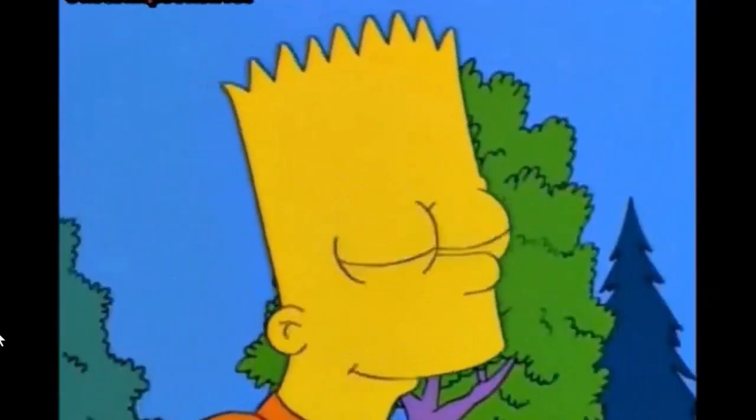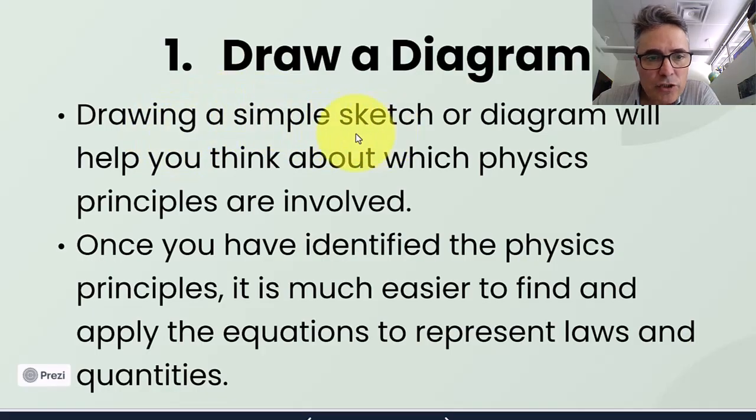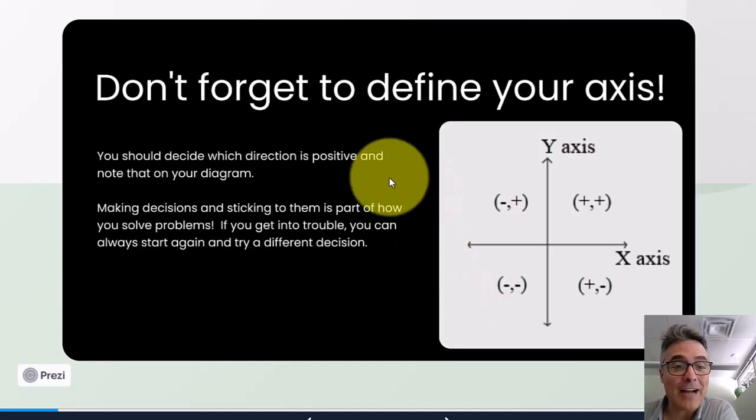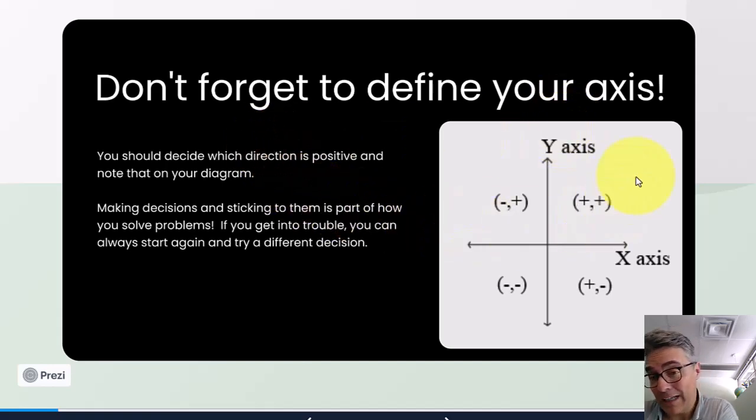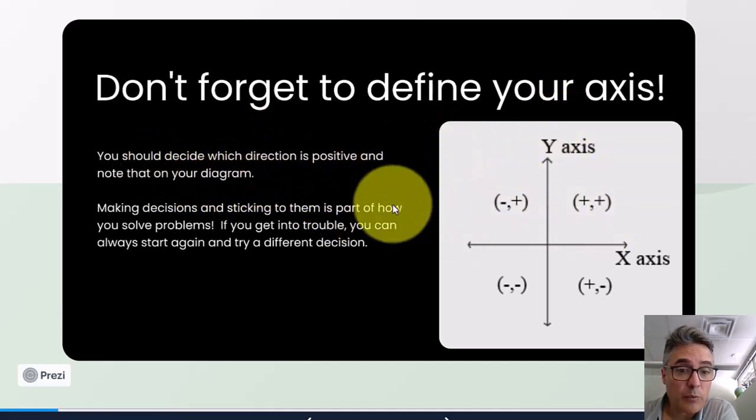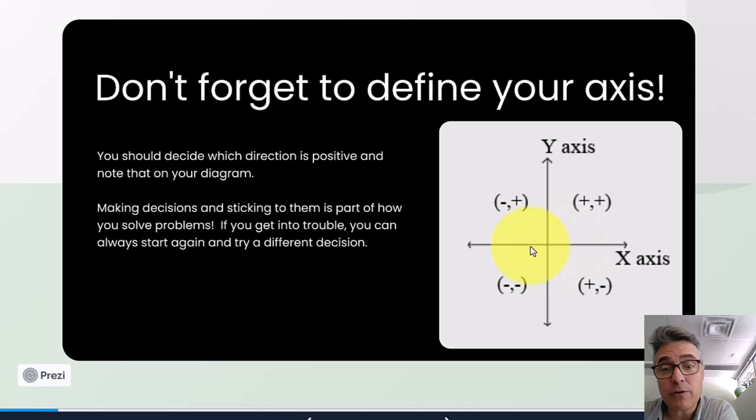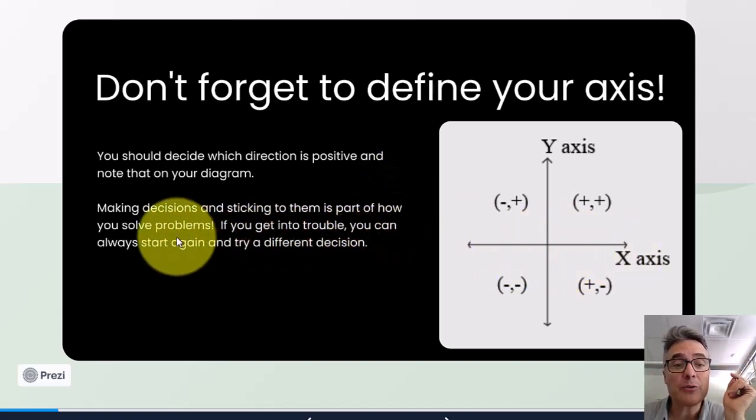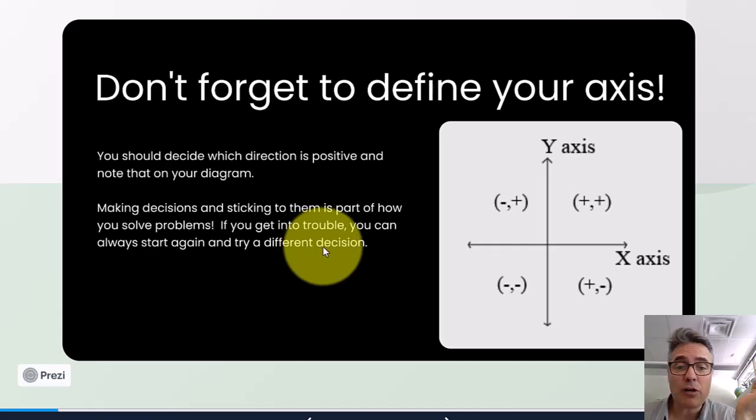Drawing a simple sketch or diagram will help you think about which physics principles are involved. Once you've identified the physics principles, it's much easier to find and apply the equations to represent the laws and quantities. Don't forget to define your axis, or axes if it's two-dimensional. You should decide which direction is positive and note that on your diagram. And making decisions like this and sticking to them is part of how you solve problems. And if you get into trouble, you can always go back and start again and try a different decision.